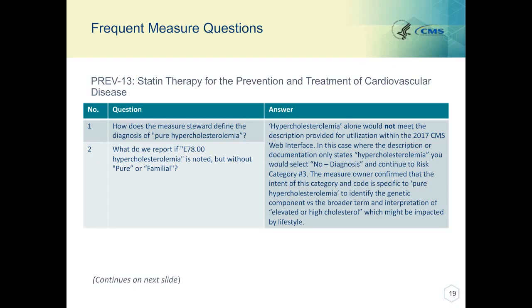In this case, where the description or documentation only states hypercholesterolemia, you would select no diagnosis and continue to risk category 3. The measure owner confirmed that the intent of this category and code is specific to pure hypercholesterolemia to identify the genetic component versus the broader term and interpretation of elevated or high cholesterol, which might be impacted by lifestyle.